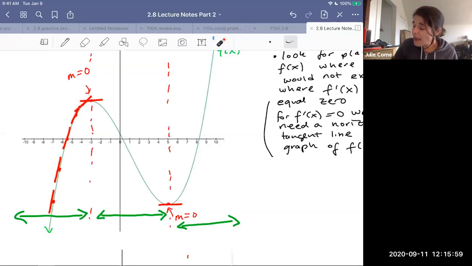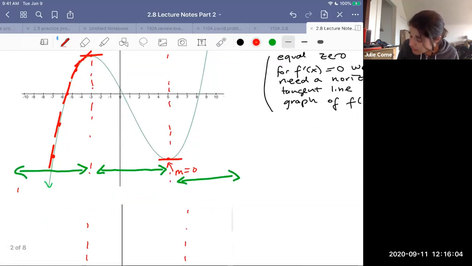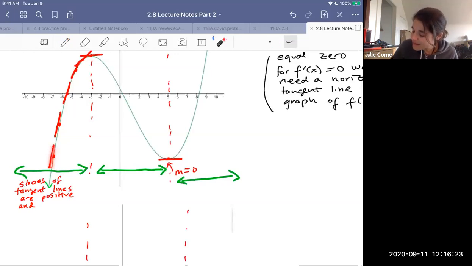So what I can say about the tangent lines in this region is the tangent lines are positive, and they are, I should say, the slopes of the tangent lines, not the tangent lines themselves. Slopes of tangent lines are positive, and they're getting less steep, which means that they are getting closer to 0 as we get closer in terms of x values to -3.